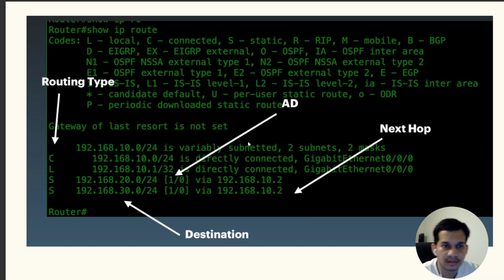So let's see the routing table. This is how a routing table looks in the CLI of a router. You can see the command show ip route, and over here you can see 4 routes. C is a connected route, L is a local route, S is a static route. This is the route type, this is the destination network, this is the administrative distance, this is the metric, and this is the next hop. Don't worry, I'll cover all the things step by step.